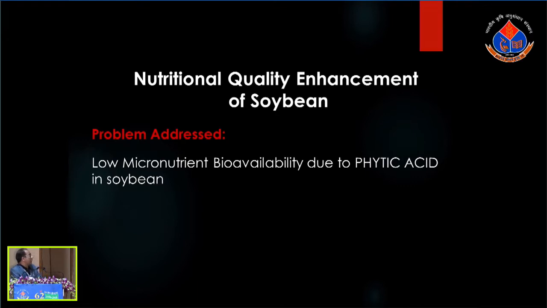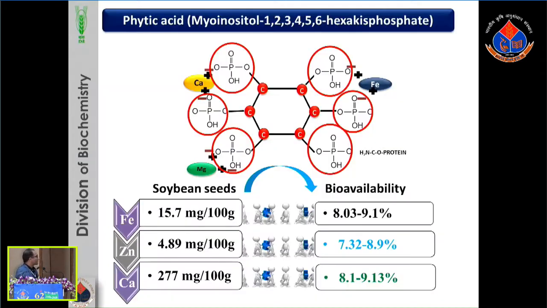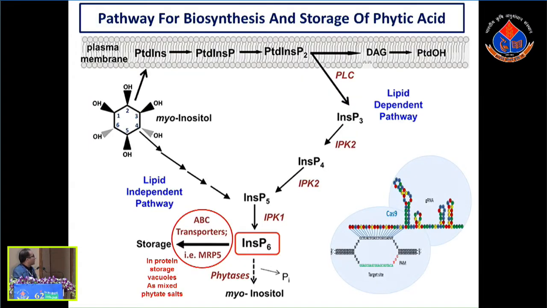So in the nutritional quality enhancement of soybean, the problem which has been addressed is the low micronutrient bioavailability due to the presence of phytic acid in soybean. You see, this is the structure of the phytic acid, which contains 6 phosphate groups, and because of the presence of these negatively charged phosphate groups, it is able to chelate metal ions and thereby reduce their bioavailability. So this is how the phytic acid is actually leading to the deficiency of minerals, and this is how the phytic acid is synthesized.